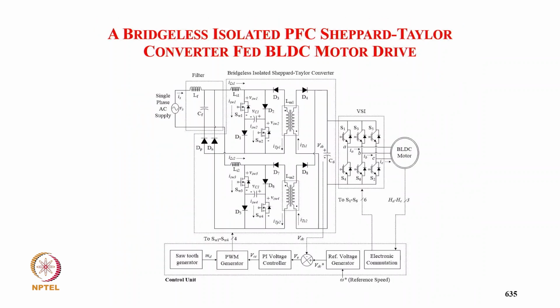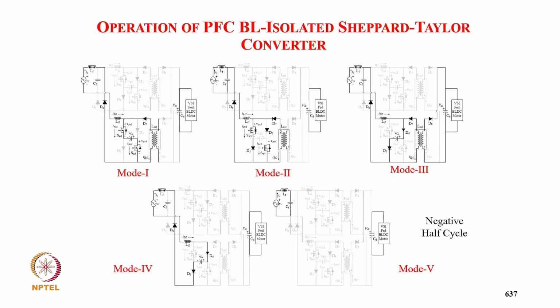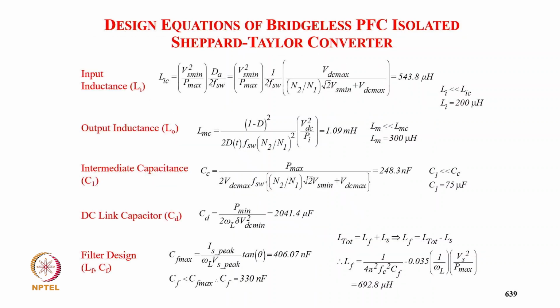Now coming to the bridgeless isolated PFC converter, this bridgeless isolated power factor correction Scheffer-Taylor converter. One is for the positive half cycle, another for the negative half cycle, and there are 5 different modes of this converter for the positive half cycle and negative half cycle converter. Then the design is for discontinuous input inductor, device magnetizing current and device capacitor discontinuous mode. We get the input inductance 543, we select 200 microhenry, we get 1 millihenry input inductance and select 300 microhenry. Similarly, for the intermediate capacitor we get 248.3, but we select 75 microfarad.